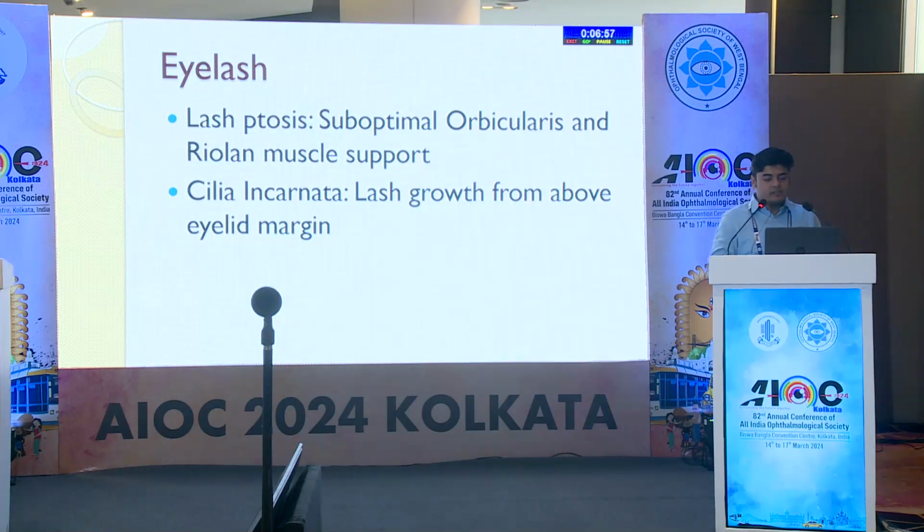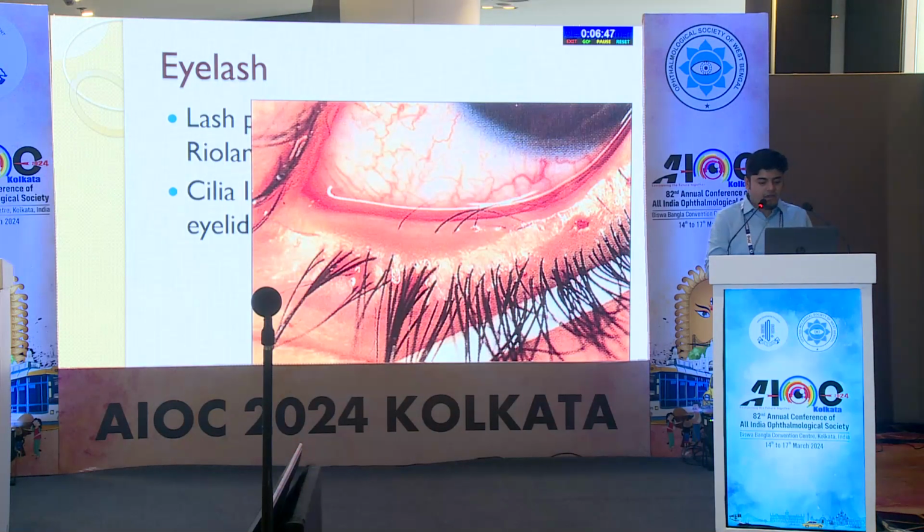There might be lash ptosis, which indicates a suboptimal orbicularis and muscle of Riolan support, and the condition known as cilia incarnata is the lash growth from above the eyelid margin. Here we can see a cilia crescere internum. There might be also an externum variant.